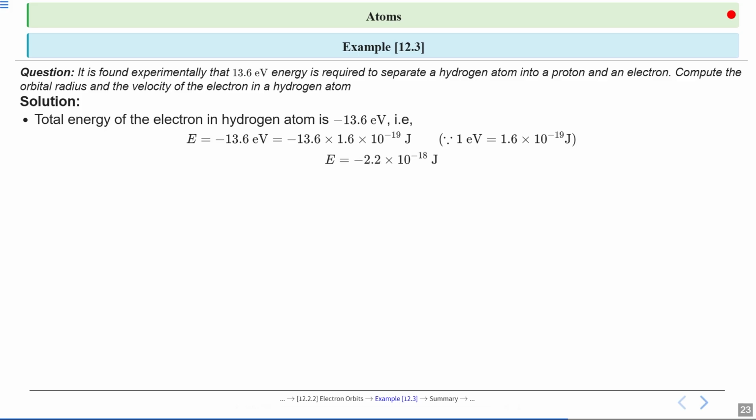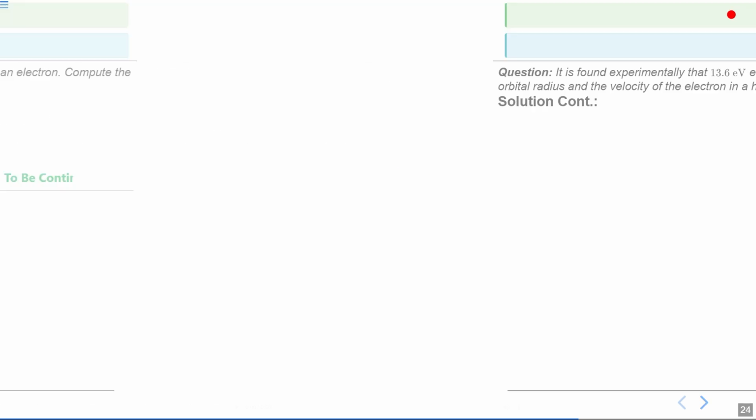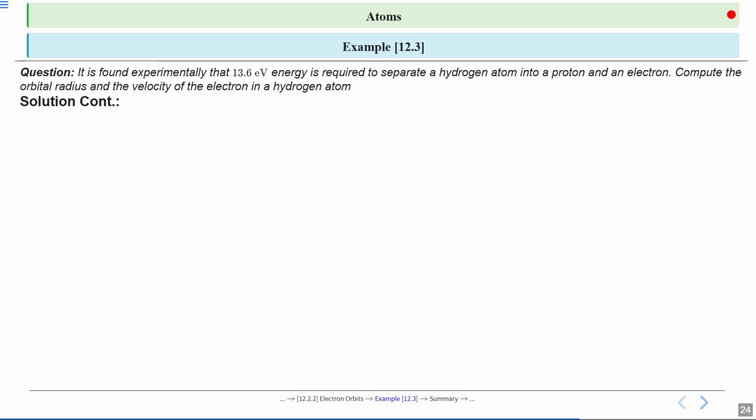So after multiplying, we find the total energy of the electron is negative 2.2 times 10 to the power minus 18 joules. This value will be used in the next steps to calculate the orbital radius and the velocity. So let's refer to equation 12.4, which relates the total energy of the electron in its orbit to the radius of that orbit. Okay, this equation is a key concept because it connects the energy we have been given to the physical size of the atom.